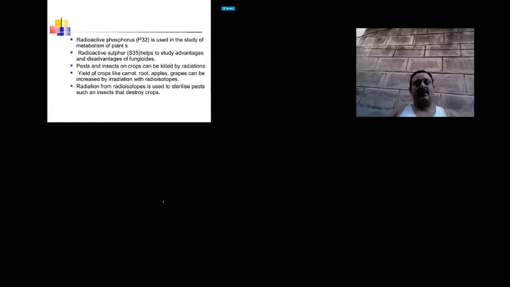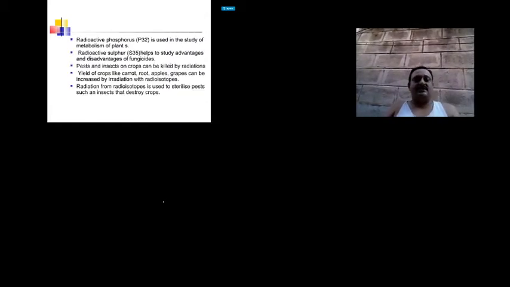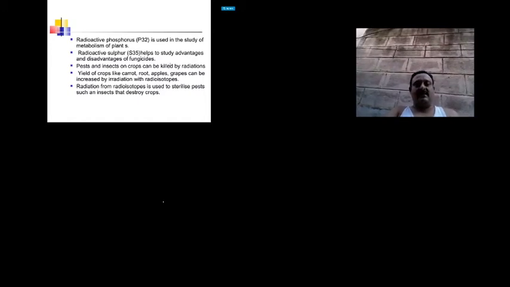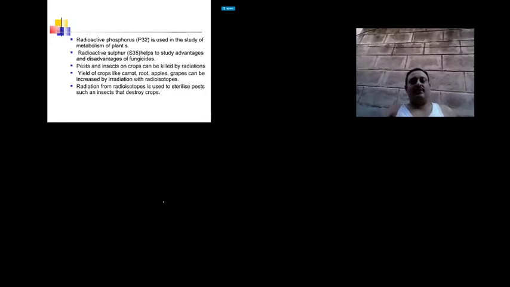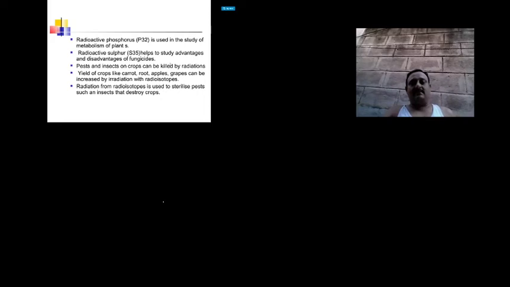Radioactive phosphorus is used in the study of the metabolism of the plant, because phosphorus-32, the phosphorus-containing fertilizer, plays a significant role in the metabolism of the plant. If you want to study the pathway of metabolism, you can use the phosphorus-32 element. So we can find out the mechanism of metabolism of the plant in an efficient way.